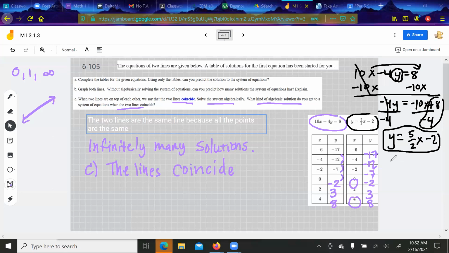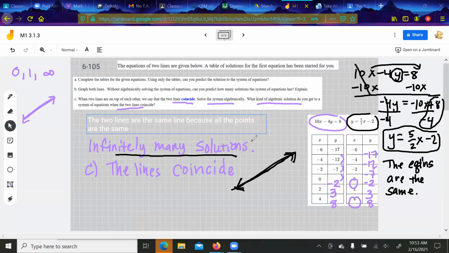So since they're the same, we'll put the equations are the same. I have a little abbreviation for equations. The equations are the same. So since they're the same, it means, hey, the lines coincide. It means one line, and then the second line is actually the same line. So we have infinitely many solutions.